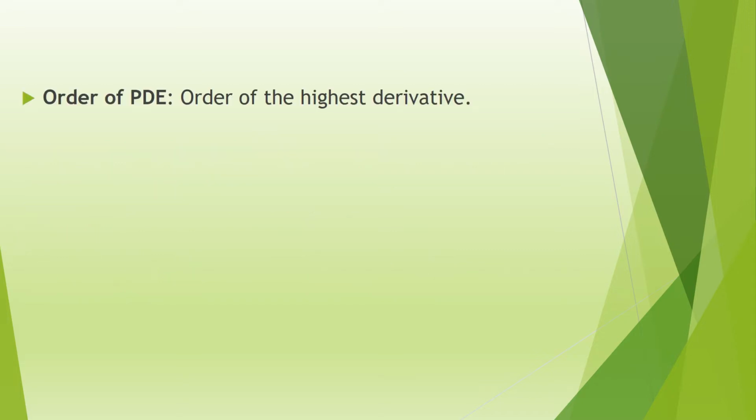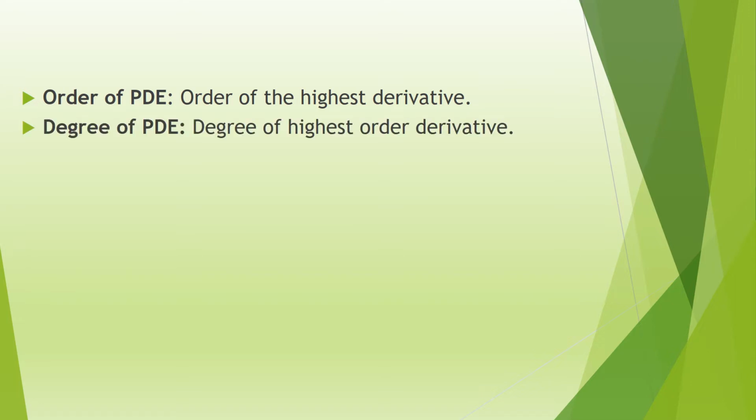Now, what is the order of a PDE? Just as order and degree exist for ordinary differential equations, for a PDE also order and degree are there. So what is the order? The order is the order of the highest derivative term in the partial differential equation. What is the degree? The degree of a PDE means the degree of the highest order derivative term.